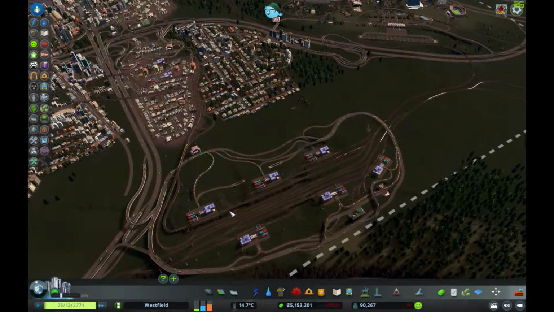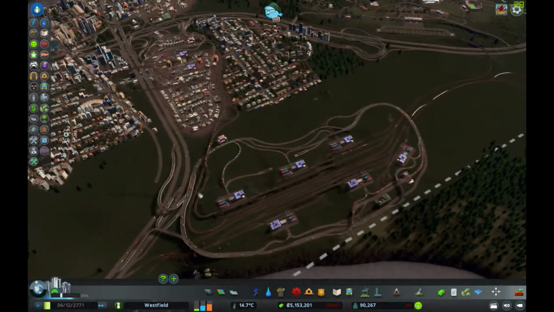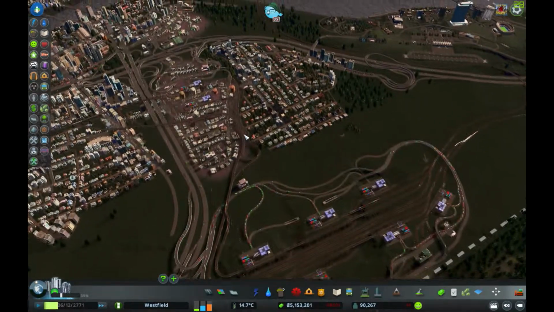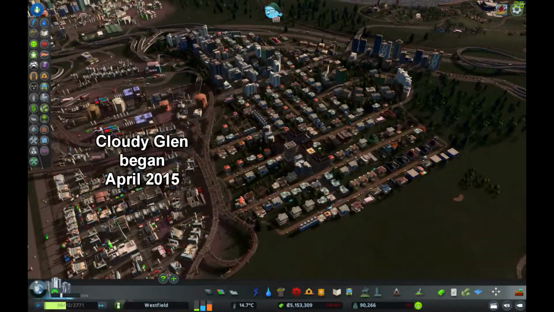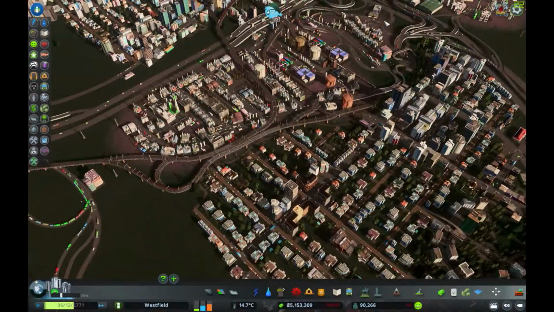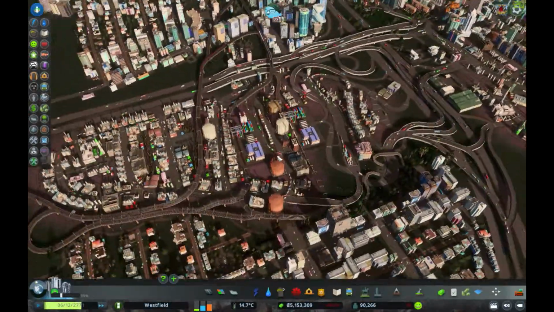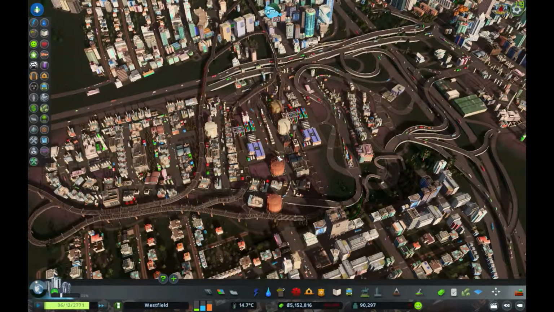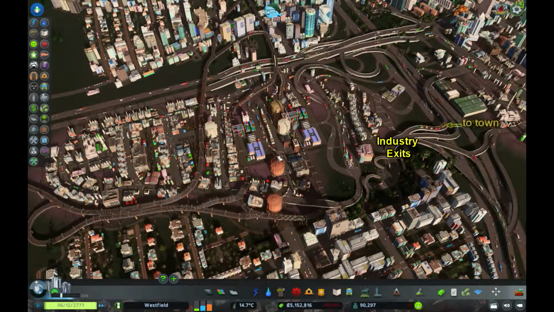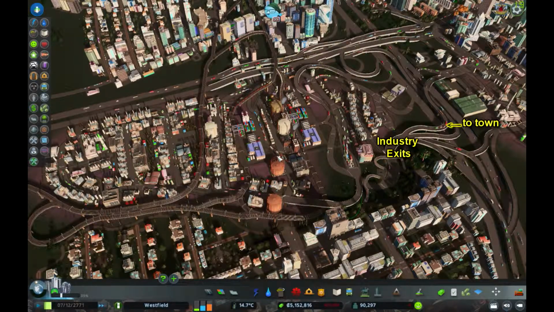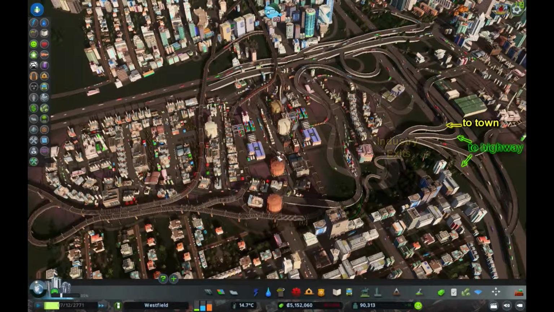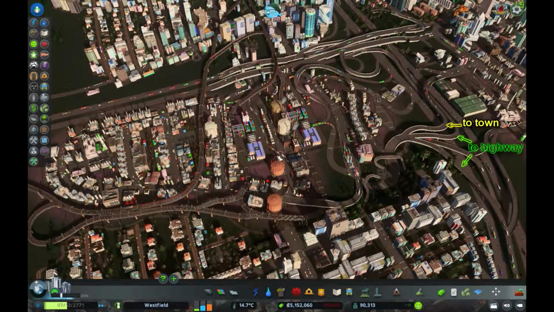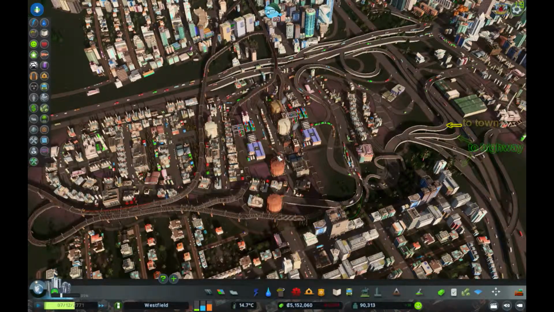start with the oldest and go from there. This is Cloudy Glen, right? Now, this is where the goods and manufacturing are. Now, the person who asked me the question about my local line said that they put terminals in their commercial districts, which is a really good idea.